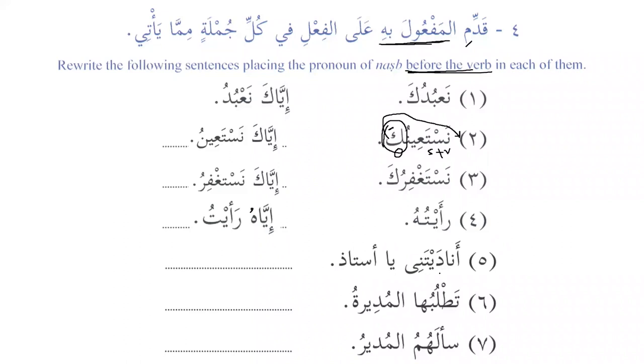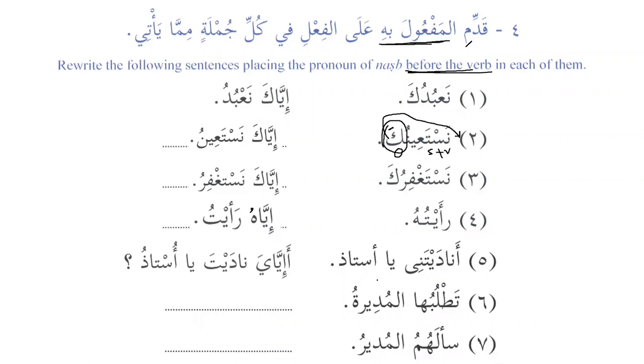Then we have anadaitani ya ustadu. Nada yunadi munadiyatan is to call. Did you call me, O teacher? And now you want to say, did you call me only, or did you only call me? So how will we say? Iyaya nadaita ya ustadu. Iyaya nadaita ya ustadu. Now you're saying that, teacher, did you only call me?